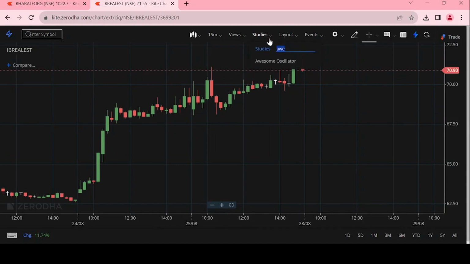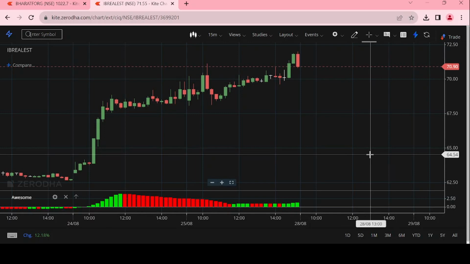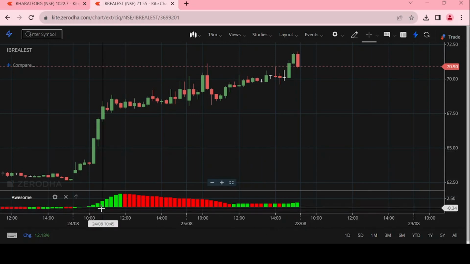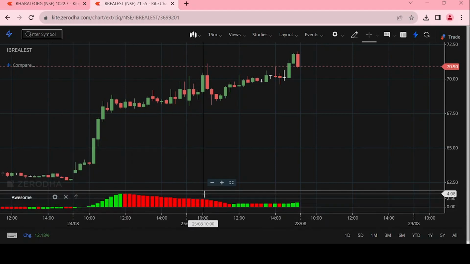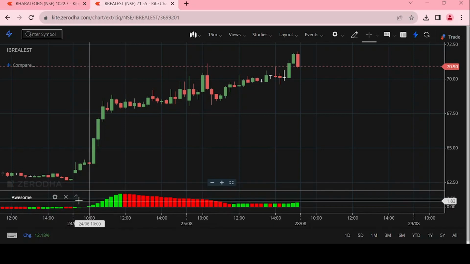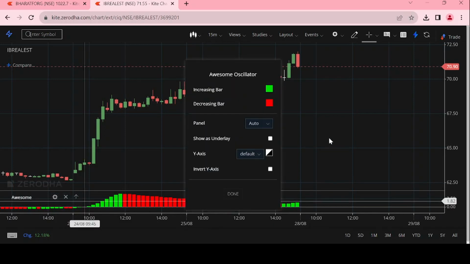The first indicator that we're going to apply is the awesome oscillator. You should find it in the list of studies. So I apply this indicator. It's basically an oscillator, more like a histogram, which indicates the trend of the stock or the market. I don't change anything here. I let it with the default settings. In fact, I let all three indicators with their default settings as given by Zerodha.